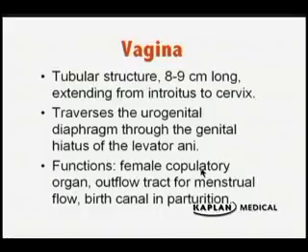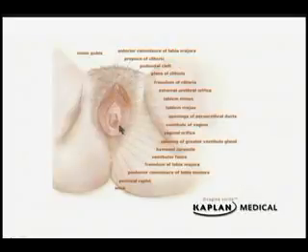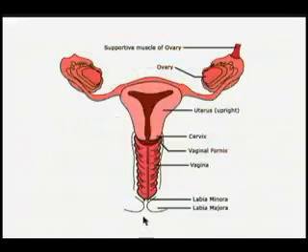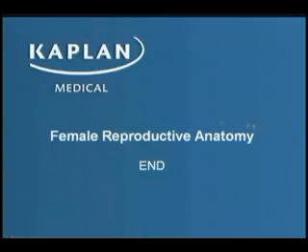It functions as the female copulatory organ with intercourse, outflow tract for menstrual flow, and is the birth canal in parturition or delivery. This is the entry to the vagina in the perineum, as you can see here. And the vagina is a muscular organ which extends from the perineum to the cervix. Okay, that's the end of female reproductive anatomy.